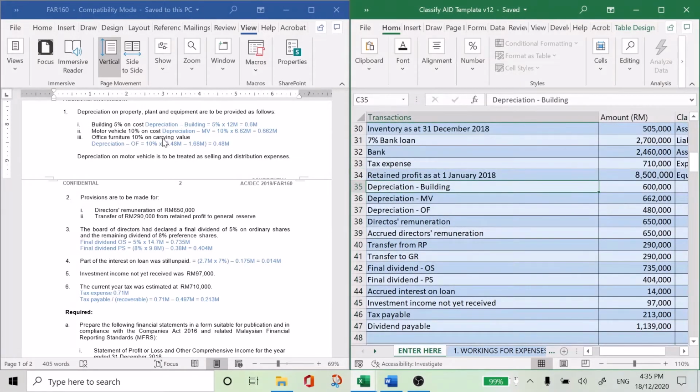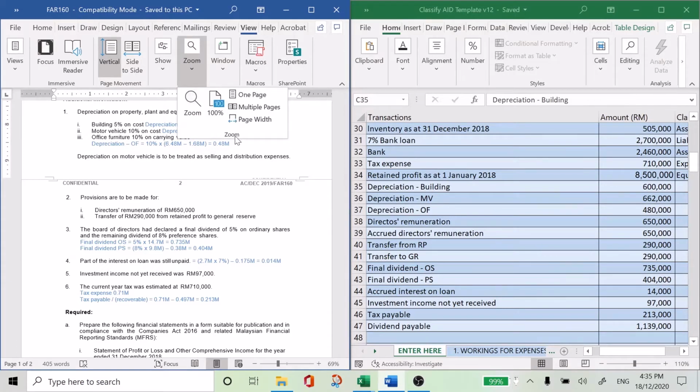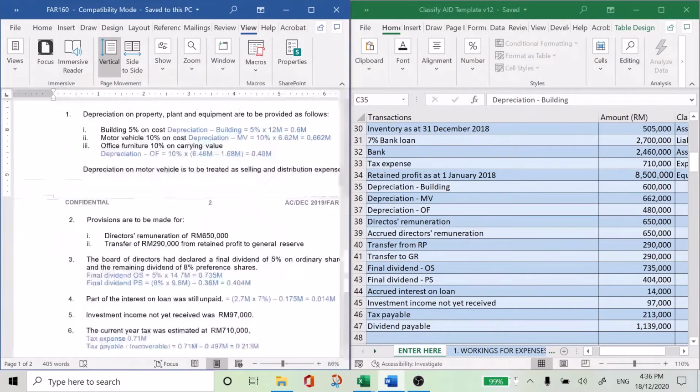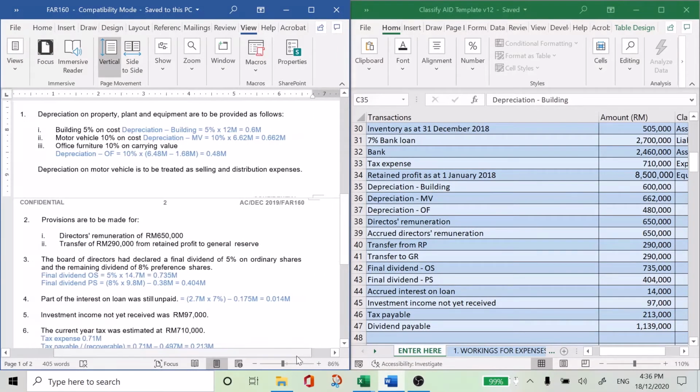So here we have depreciation. The first one is depreciation building. So I want to make it larger. For depreciation of the building, I transfer to the template. I'm using the same template as in the previous video. So after the retained profits, I add depreciation building 600,000, depreciation motor vehicle 662,000, depreciation office furniture 480,000.